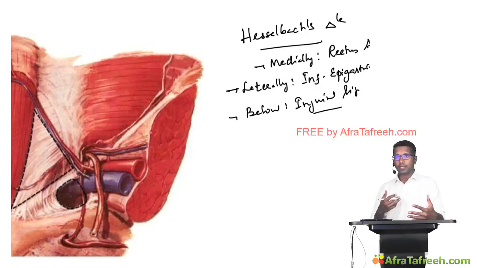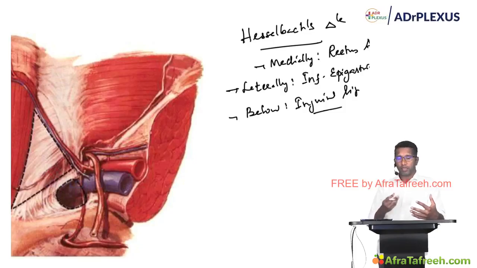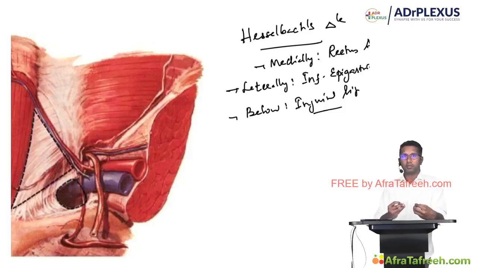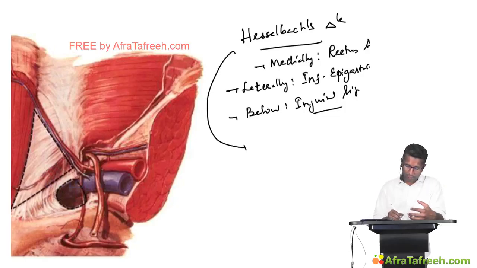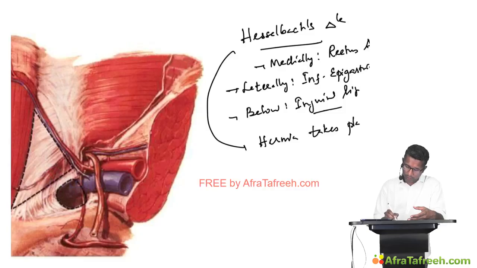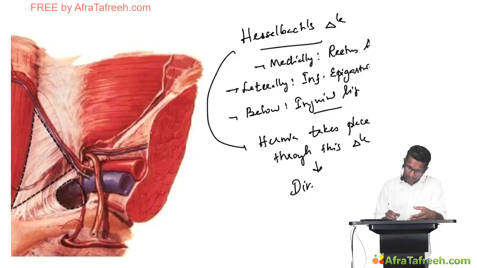This area is kept strengthened by the muscles in this area. So if the muscle gets weak, for example, when the patient becomes obese, fat infiltration takes place in between the muscle layers, so the anterior abdominal wall muscles become weak. So Hesselbach's triangle becomes a potential place for hernia. If a hernia takes place through Hesselbach's triangle, then that hernia is called a direct inguinal hernia.